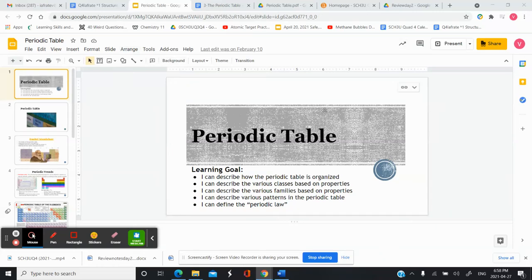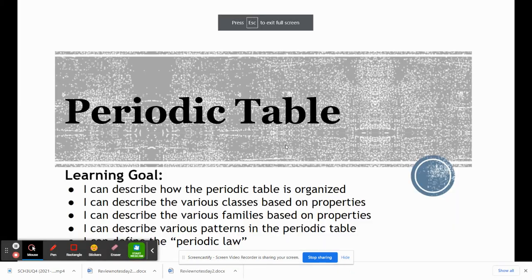In this video, we're going to go through the lesson on the periodic table. You can see your learning goals over here: describing how the periodic table is organized, describing the various classes of elements on the periodic table, as well as the families and their properties, and being able to discover and identify certain patterns within your periodic table using the idea of the periodic law. So we're going to briefly go through the presentation here and then fill in some blanks together.